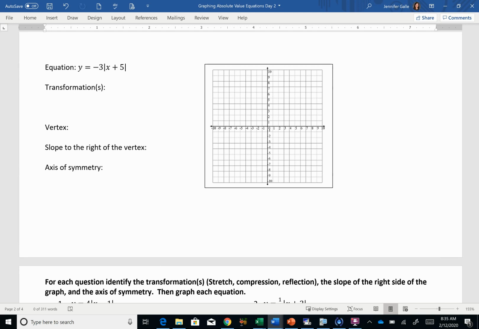When I look at the transformations, I always start and work my way left to right. I know it's really hard. We see that -3, but when we're talking transformations, we actually need to split that into two pieces. The negative sign causes a reflection. The 3, it's bigger than 1. It's that A value without looking at the sign. It causes my graph to stretch.